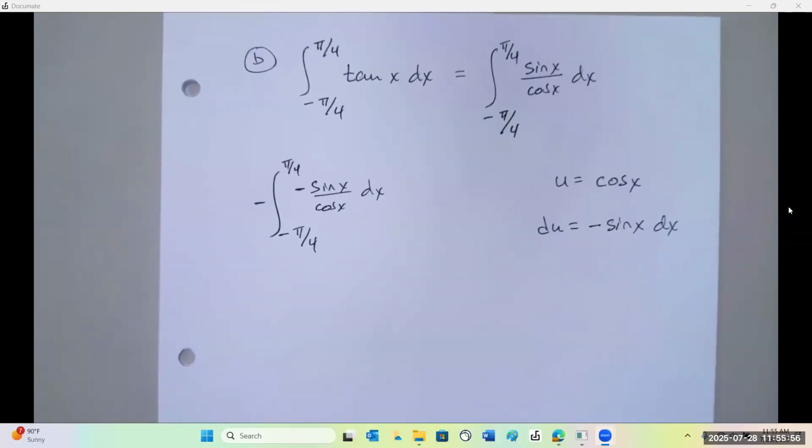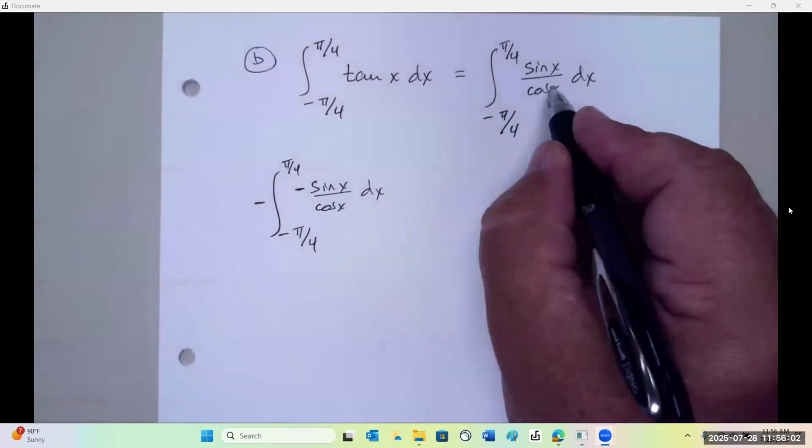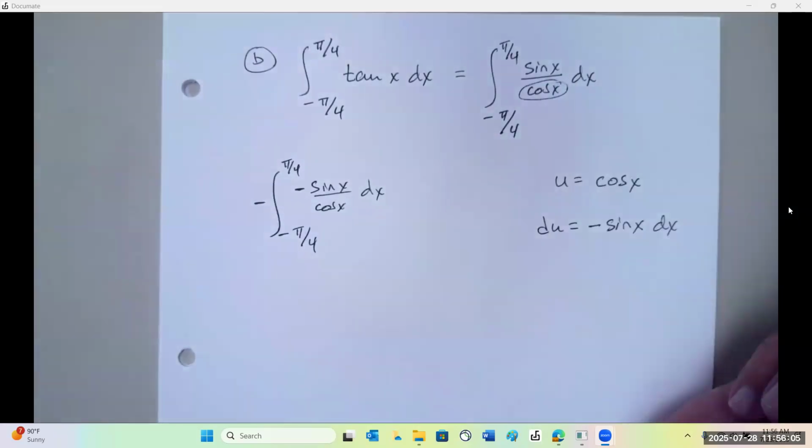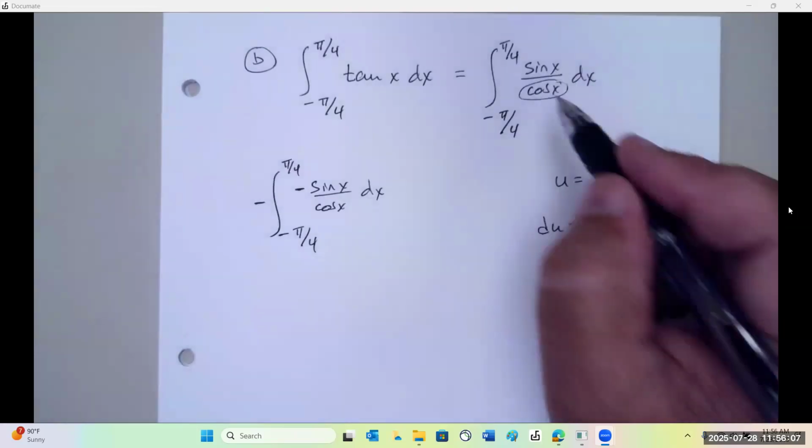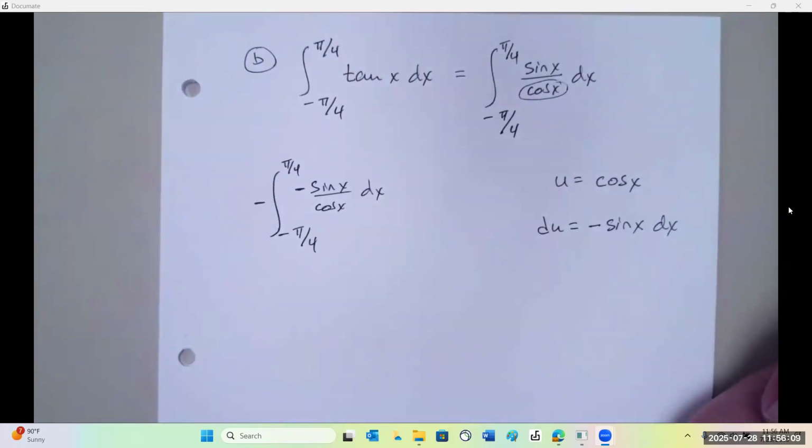Sir, how did you get u as cosine x? Shouldn't it be like 1 over cosine x if we're substituting? No, we're using just the bottom number. These are a function over a function. Okay.